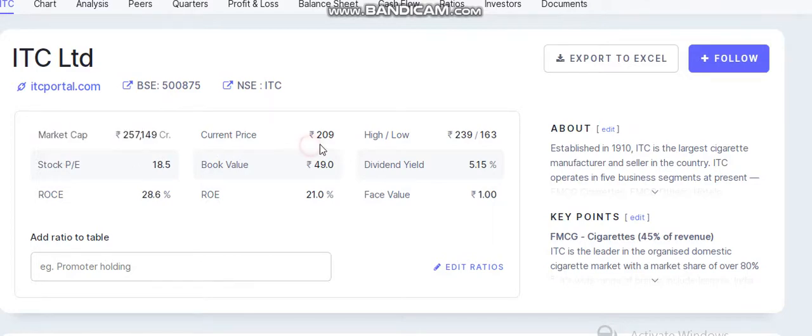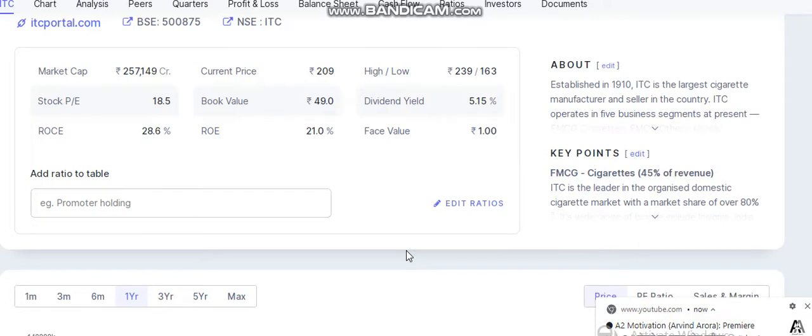2,57,149 crore, current price 209, high traded 239, low traded 163. Stock PE ratio 18.5, book value 4 rupees 49, dividend yield 5.15, ROC, return on capital employed, 28.6%, ROE, return on equity, 21%, and face value 1 rupee. So these are the basic details about ITC. I will tell you what the PE ratio is, what the book value is, and what the dividend yield is. This is the basics. Practically I will tell you how it works.